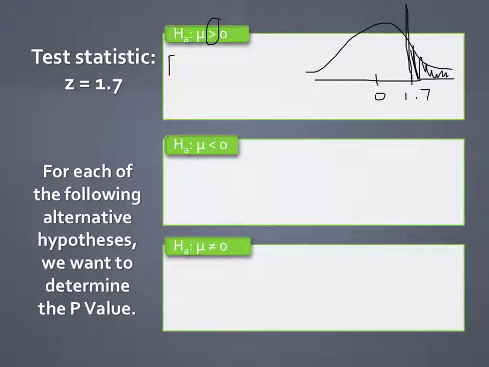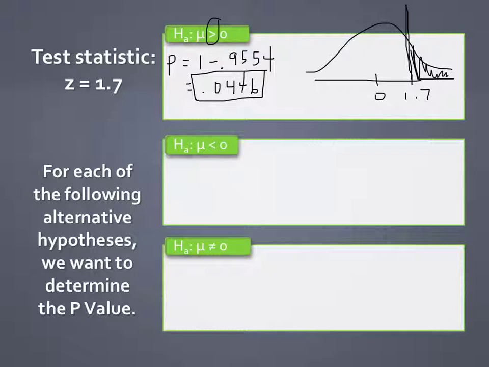I will see that it gives me 0.9554. And because I want the area above, not below, I need to subtract that from 1. The p-value in this case is 0.0446, and I'll show you what to do with that p-value momentarily.